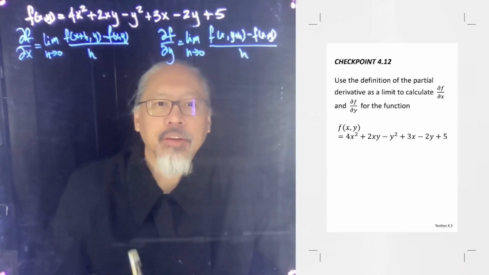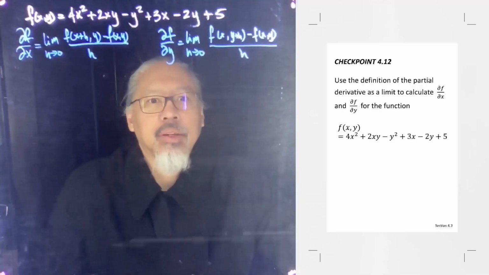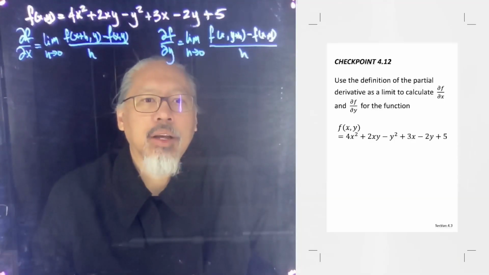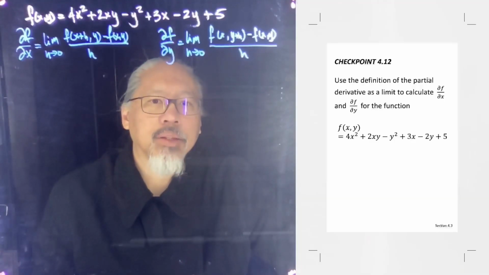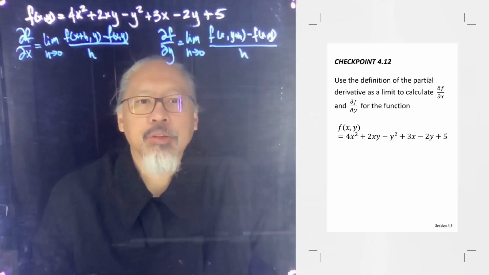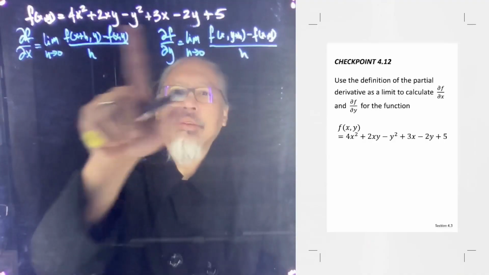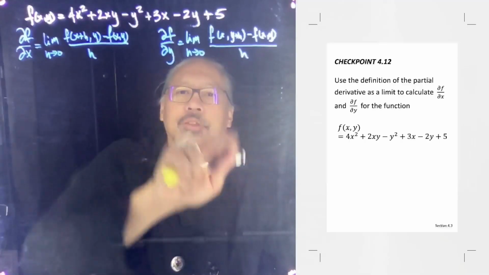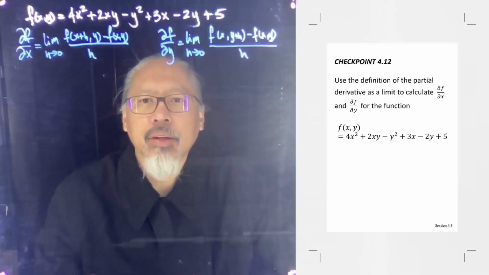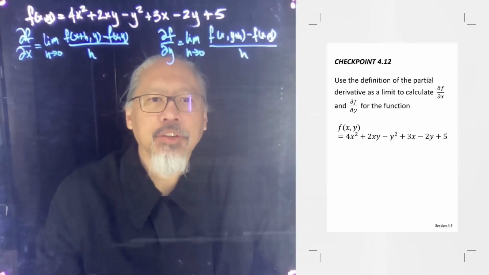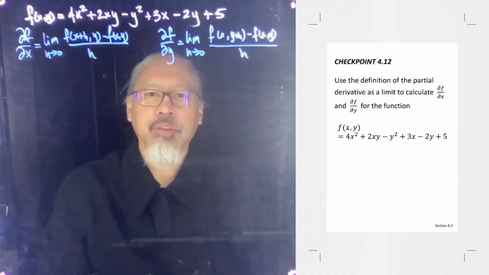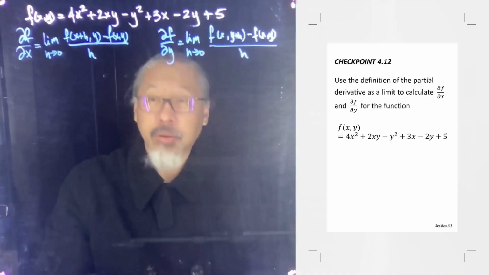They want us to use the definition of partial derivatives as a limit to calculate the partial of f with respect to x and the partial of f with respect to y with our given function. So we have a function up here, and these two formulas provide our limit definition for partial derivatives. So let's do one of them.